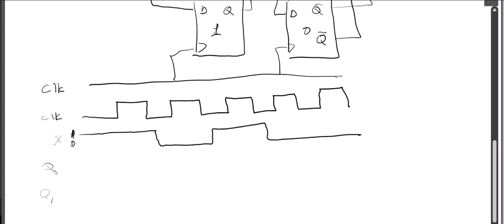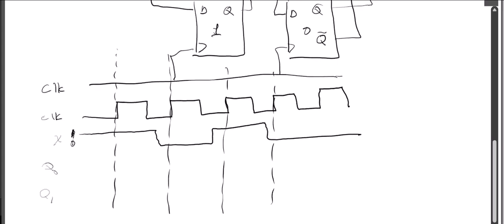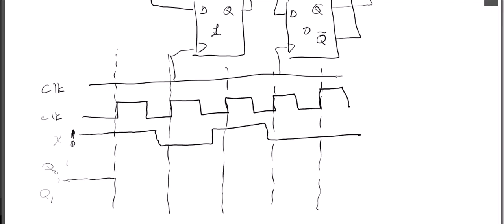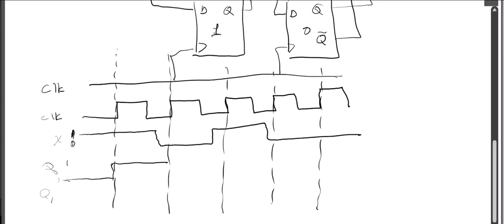And so I want to look at the positive clock edge. And I'll say Q0 starts at 0. When it gets to a positive clock edge, it's going to look at its input, and Q0's input is X, and X is at 1, so it'll change to 1, and it'll stay at 1 all the way until the next positive clock edge. At the next positive clock edge, it looks at X, and X is 0, so it'll go down to 0.